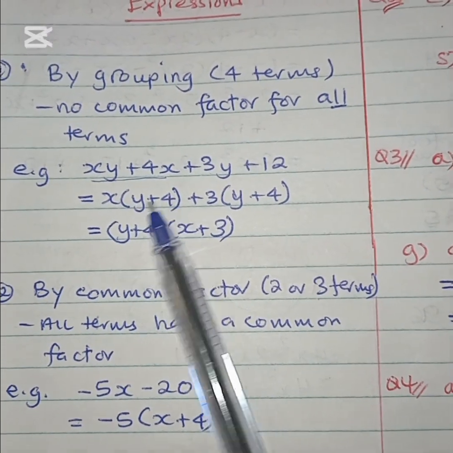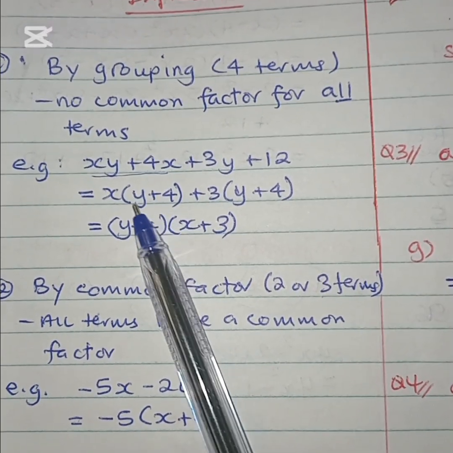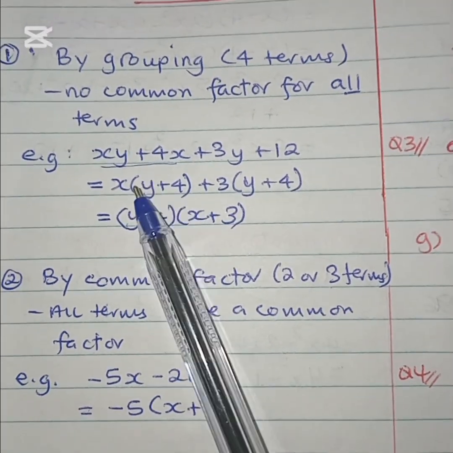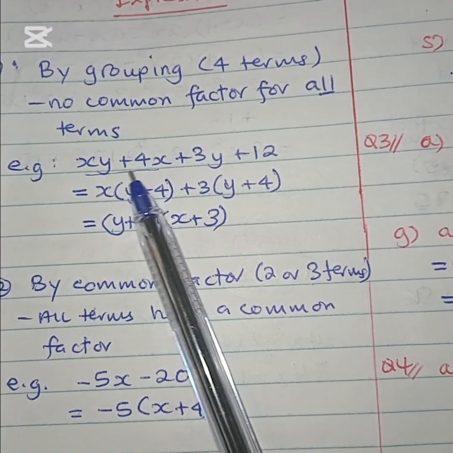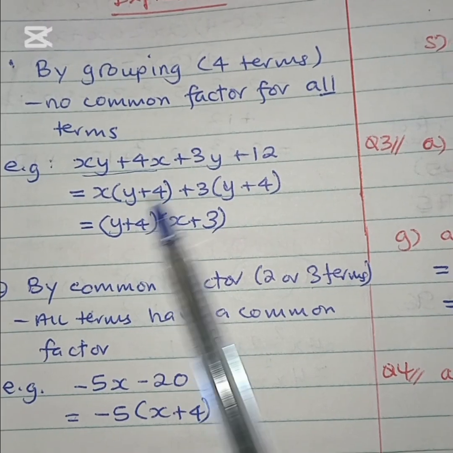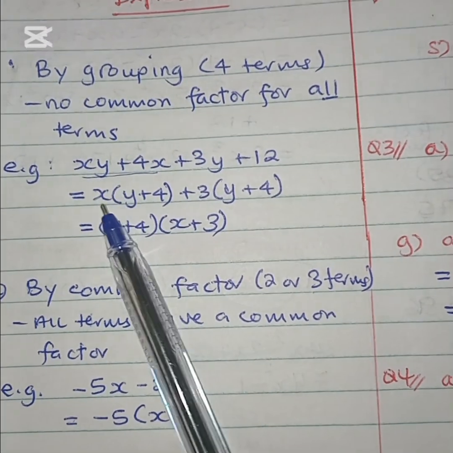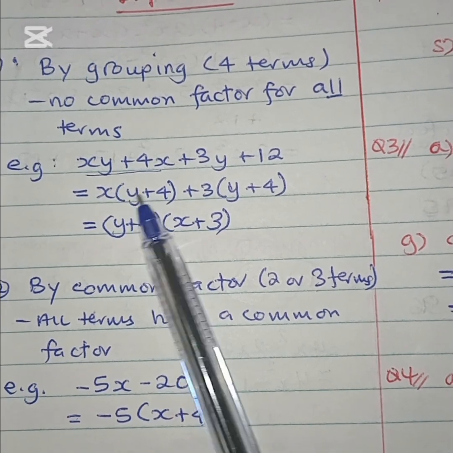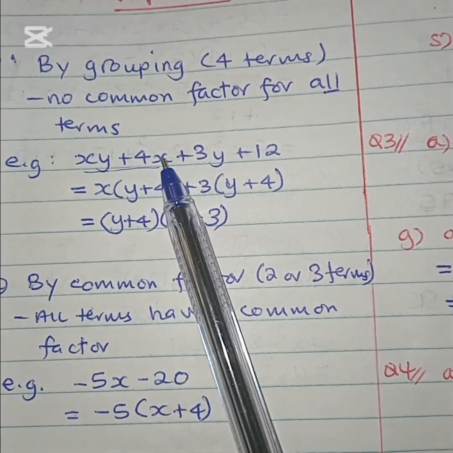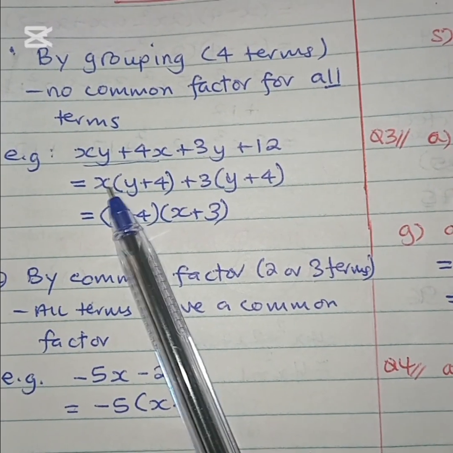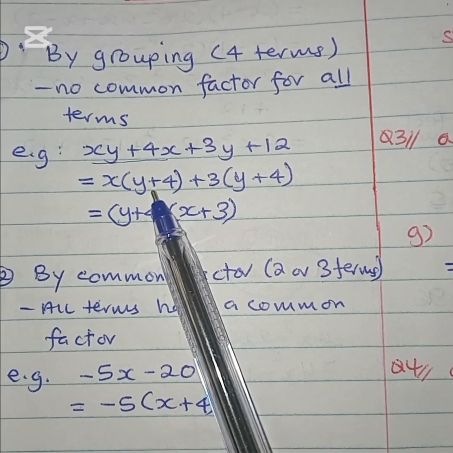You can find the other factors by going like this. x times y gives xy, and x times positive 4 gives positive 4x. Or you can find the other factors by dividing. xy divided by x leaves y. y is the other factor for xy. And 4x divided by x gives positive 4, which is the other factor for 4x.